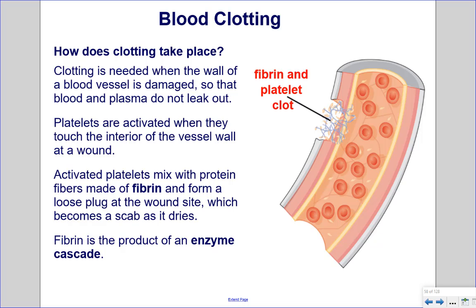Blood clotting. How does clotting take place? Clotting is needed when the wall of a blood vessel is damaged, so that blood and plasma do not leak out. Platelets are activated when they touch the interior of the vessel wall at a wound. Activated platelets mix with protein fibers made of fibrin and form a loose plug at the wound site, which becomes a scab as it dries. Fibrin is the product of an enzyme cascade. In the diagram on the right here, fibrin and platelet are working together to form a clot.